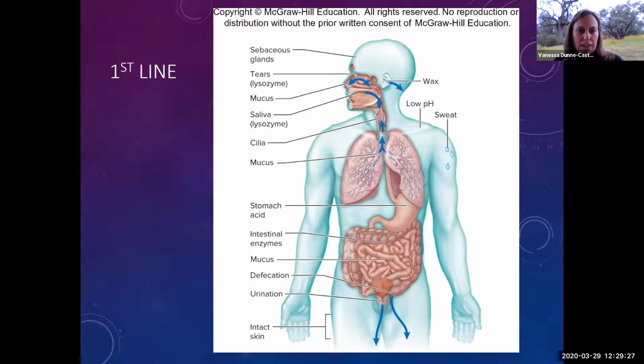Our tears have lysozyme in them, and lysozyme is a great chemical defense system. It hydrolyzes the NAG and NAM bonds of the peptidoglycan layer in bacteria. So it really just cuts apart bacteria and makes them very susceptible to osmotic pressure. We have lots of lysozyme in our tears, our mucus, our saliva, really any kind of secretion in our body. It's a really great enzyme.